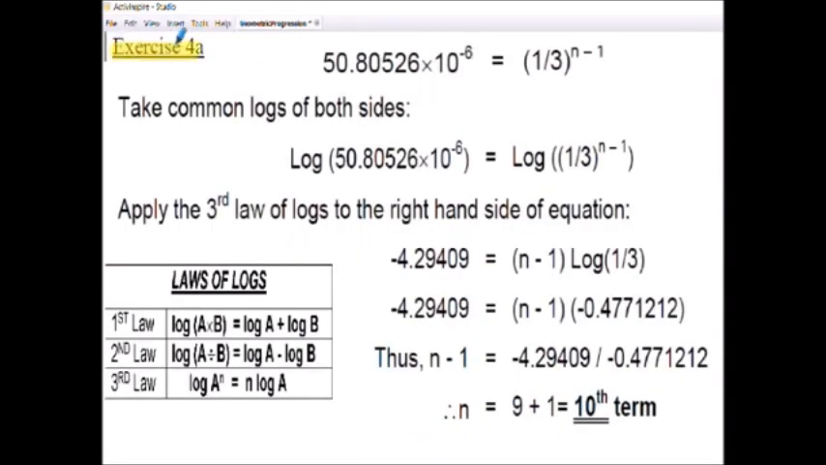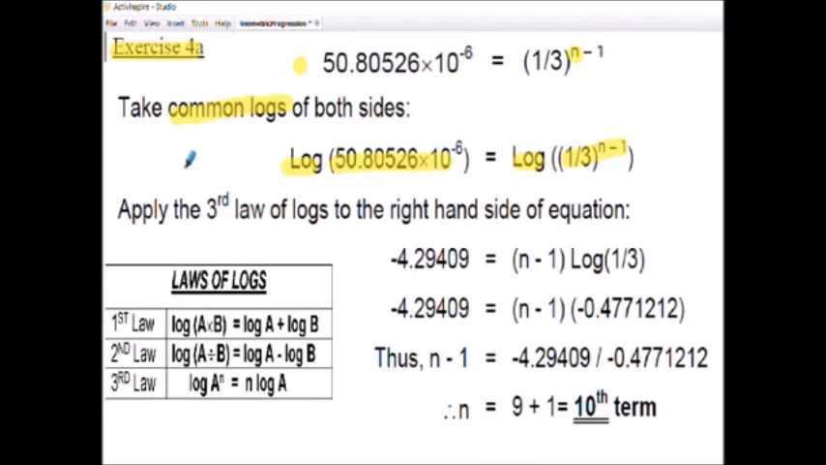Exercise 4 continued, so I've just repeated this line for convenience. So what we're going to do now to solve for the little n value is to take common logarithms, that's log to the base 10, of both sides of the equation. So taking log of the left hand side of the equation, I take log of the right hand side of the equation. So I'm in log domain.